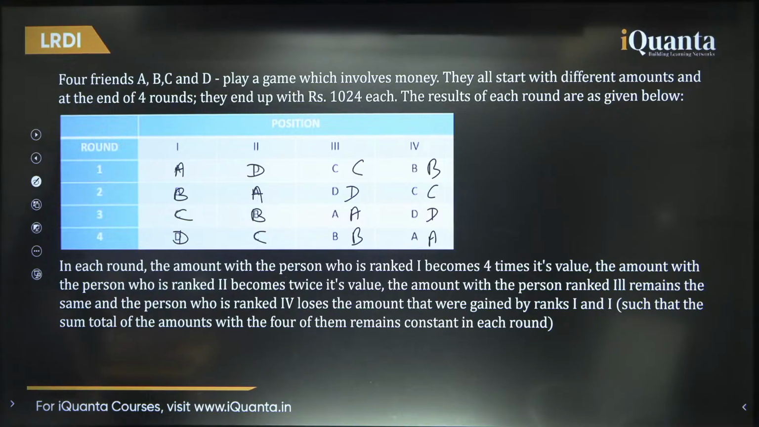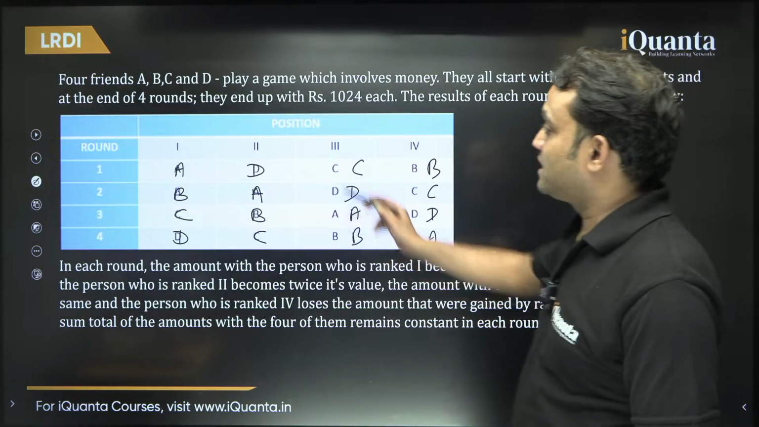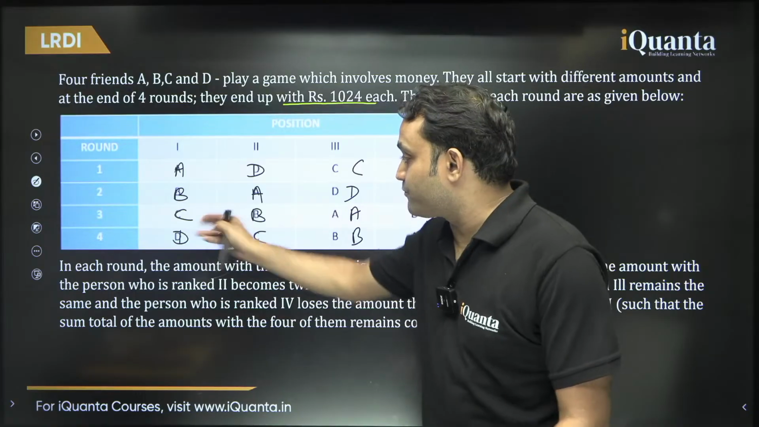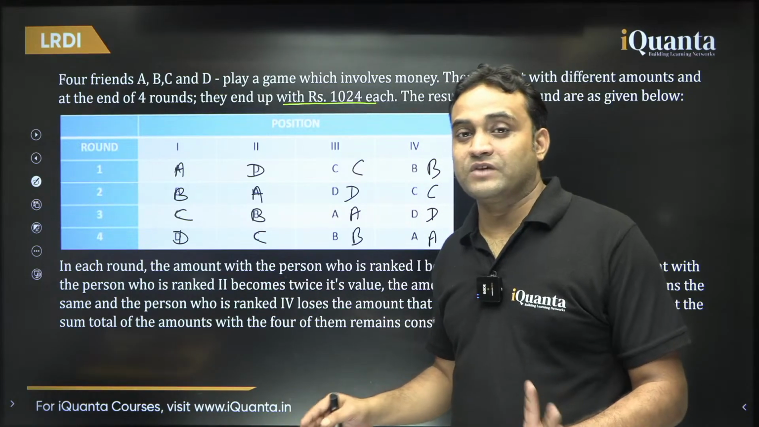So in this question, one hint that I would like to give you guys. It says after 4 rounds, they end up with 104 rupees each. So after the fourth round, each of them will have the same rank, right? Each of them will have the same rank.